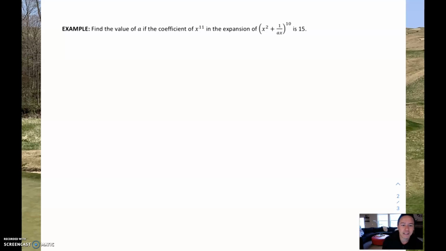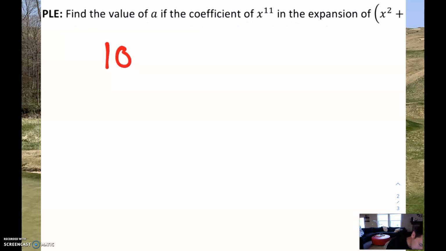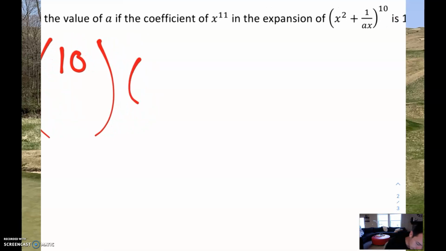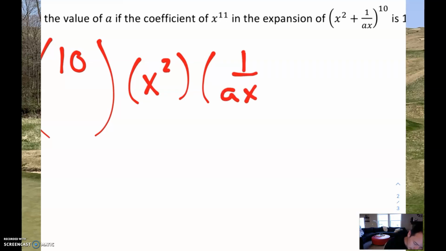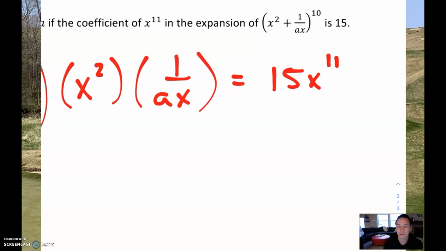Next one says, find the value of a if the coefficient of x to the 11th is 15. So let's go ahead and start with what we know. We are going to start with a 10 for our Pascal number. We can write out our first term here, which is x squared. We write out our second term, which is 1 over ax. And when all is said and done, it should equal 15x to the 11th power.